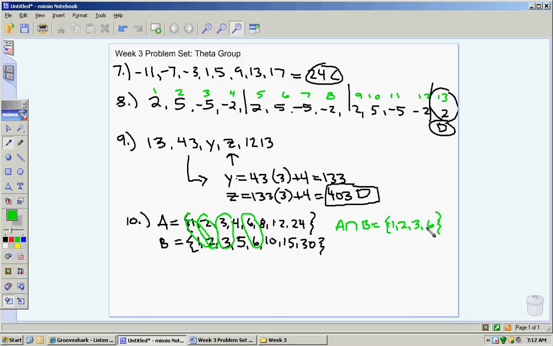Let's see if we can fit this all on one page here. 11, we're talking about students taking calculus and statistics. This is a Venn diagram problem where it's really helpful if you can understand and visualize what's going on. I'll call the first oval here C for calculus and the second one S for statistics.